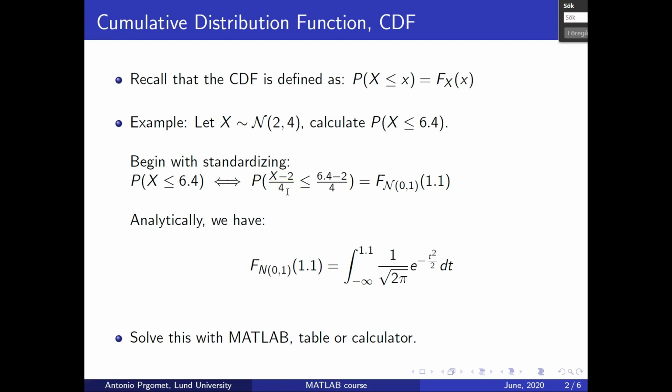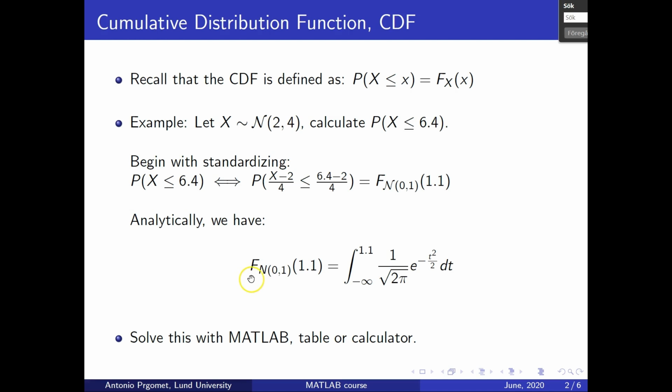It is also a well-known fact that a linear transformation of a normal random variable is still normal. So this simply is the distribution function of the standard normal distribution evaluated at 1.1. We got 1.1 because 6.4 minus 2 is 4.4, and divided by 4 is exactly 1.1.